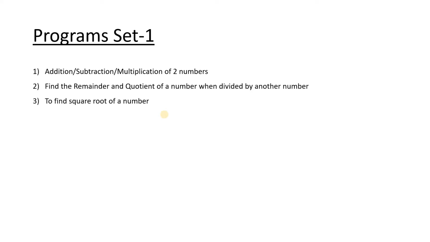Next, in the second program, the input should be two numbers. One is the divisor and another one is the dividend. With these two numbers, we need to find the remainder and quotient with the help of the modulo and floor division operators. The third one is to find the square root of a number. To find the square root, we need to use the exponentiation double asterisk arithmetic operator. So let's go into the first program now.